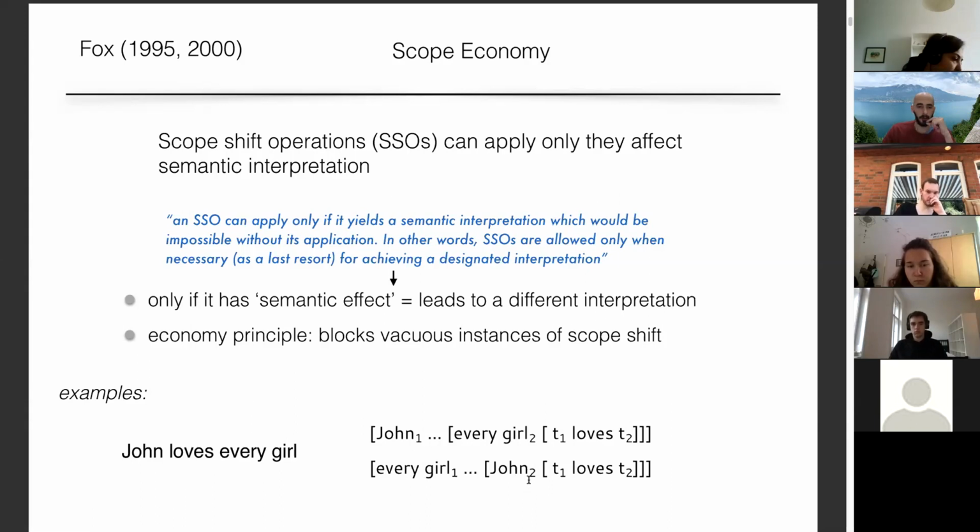Right. So before going on, just intuitively, do you think these two sentences have a different interpretation? Do you think the interpretation in which for every girl, John loves the girl, is different from every girl is such that John loves her? Please, tell me what you think. Intuitively.